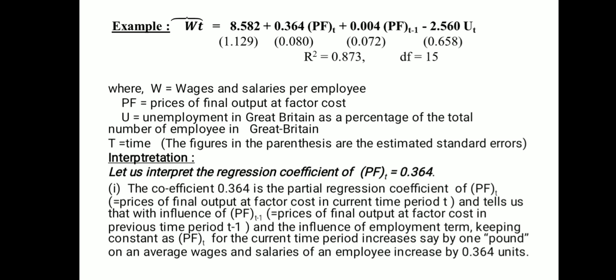PFt is the prices of final output at factor cost in the current time period t, and it tells us that, with the influence of PFt minus 1, the prices of final output at factor cost in the previous time period, and the influence of the employment term kept constant, if PFt, the price of final output at factor cost for the current period, increases by 1 pound, on an average wages and salaries of an employee increase by 0.364 units.